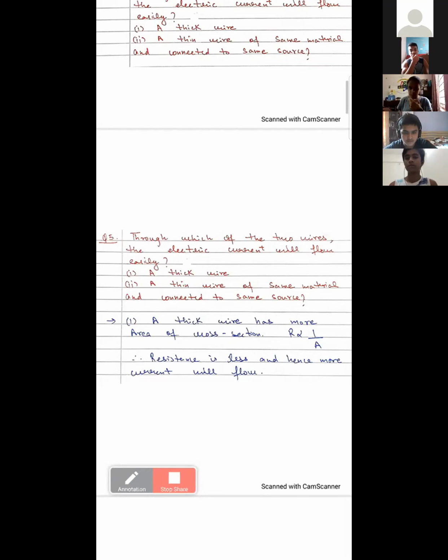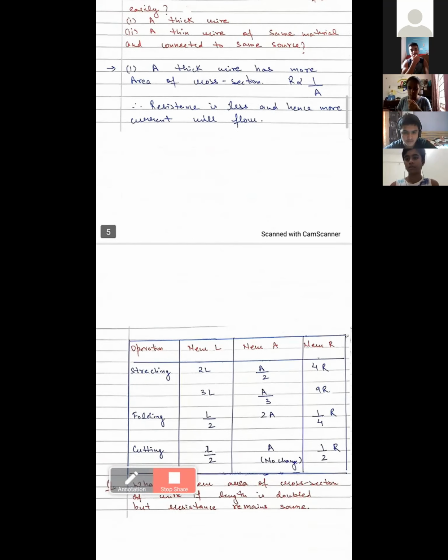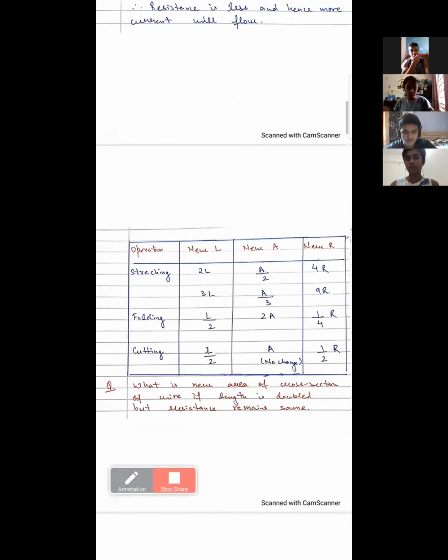This one I discussed yesterday also: changing the length of the wire by these three operations. First is stretching. By stretching, I'm changing the length of the wire, making it 2L. Area of cross section will become A by 2. Are we supposed to write all this? No, you can take a screenshot. I'm going to share the notes on WebGenie. Don't write it, just understand it.